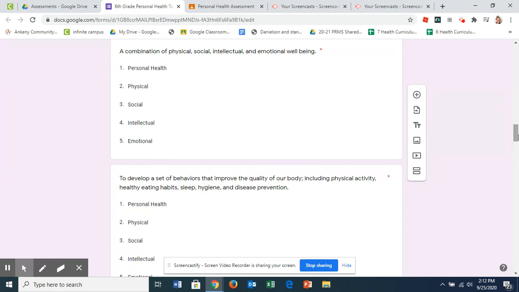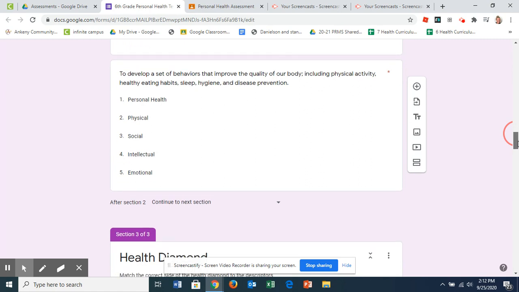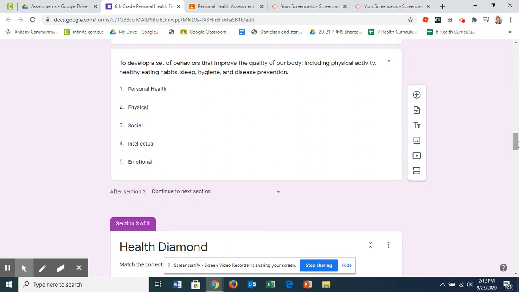Next one, a combination of physical, social, intellectual, and emotional well-being. Would that be personal health, physical, social, intellectual, or emotional? Moving on. To develop a set of behaviors that improve the quality of our body, including physical activity, healthy eating habits, sleep, hygiene, and disease prevention. Would that be personal health, physical, social, intellectual, or emotional?